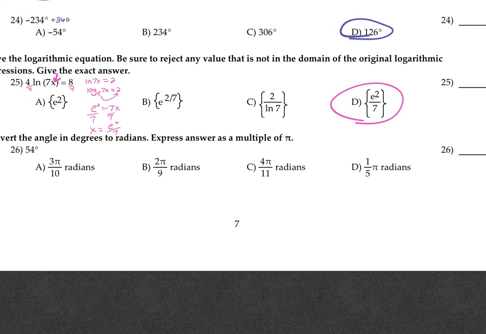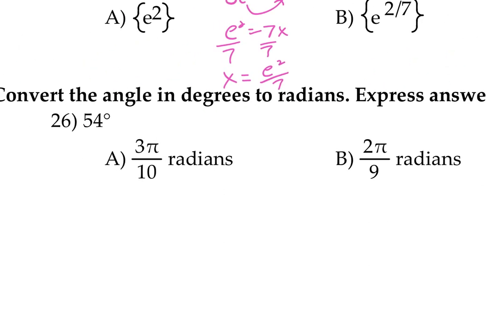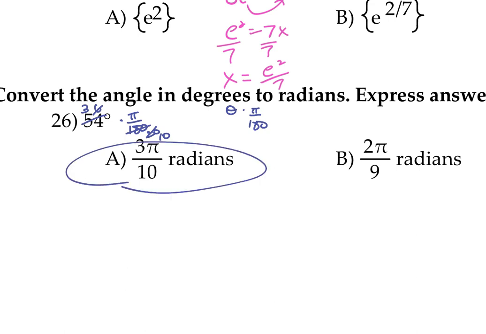26, convert the degrees to radians. So to go from degrees to radians, we're doing theta times pi over 180. So 9 goes into both of these, it'd be 6 and 20, and then cut in half, 3 and 10. So 3 pi over 10 radians.